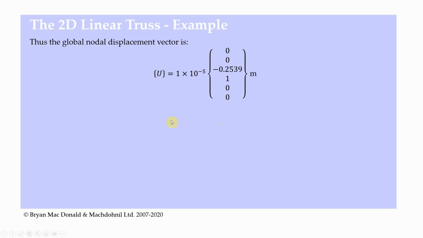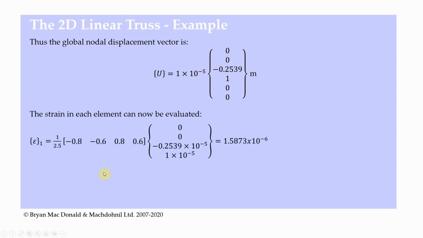So the strain in the element can now be evaluated. Again, we just use the equations we previously worked out. Because we have the global nodal displacement vector, we can work this out. For element number 1, it's the first 4 lines because it's node 1 and node 2. So we put those first 4 lines in here. We multiply it by our strain displacement matrix, which, remember, is made up of L and M, and the length of the element. That gives us the strain in element number 1 as 1.5873 by 10 to the minus 6.